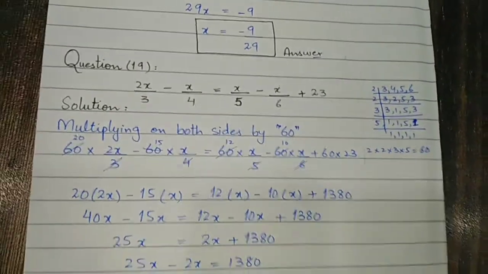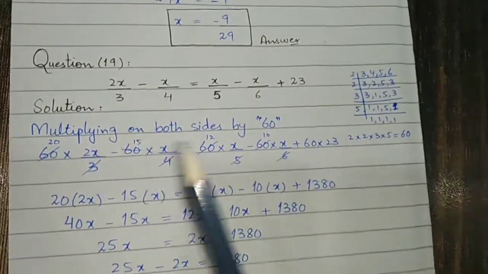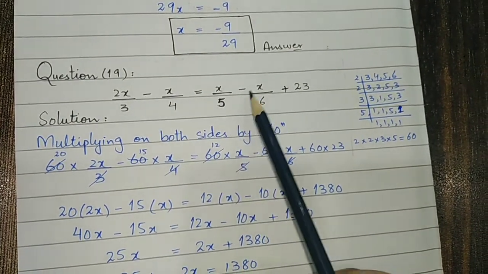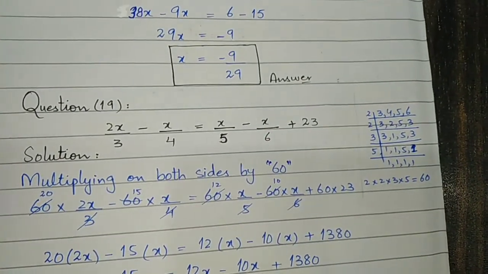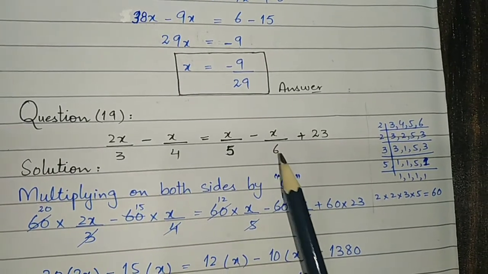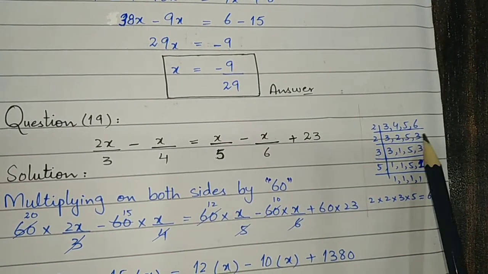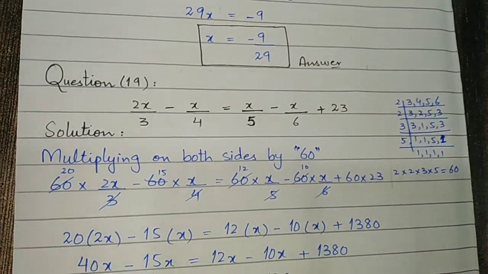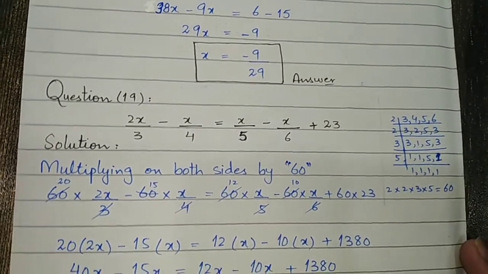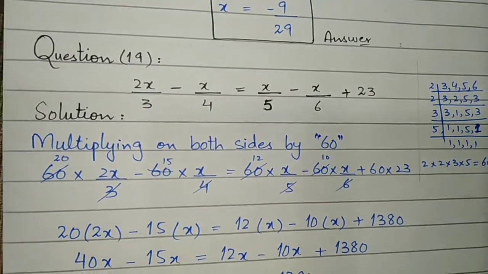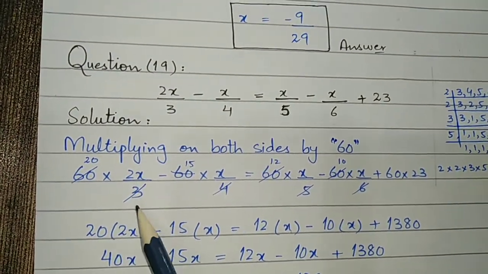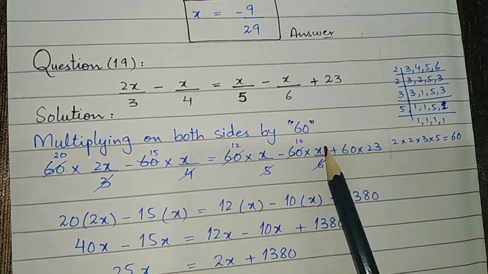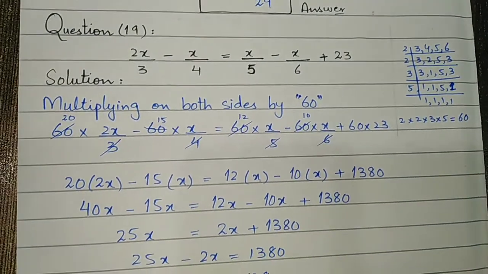The last question of this lecture is question number 19. That is 2x over 3 minus x over 4 equals x over 5 minus x over 6 plus 23. Simply you have to take the LCM of these denominators. So for 3, 4, 5, 6, the LCM will be 60. So for removing the denominators, we have to multiply both sides by the LCM, that is 60. So 60 times 2x over 3 minus 60 times x over 4 equals 60 times x over 5 minus 60 times x over 6 plus 60 times 23.